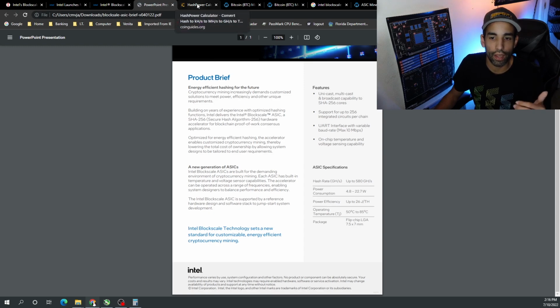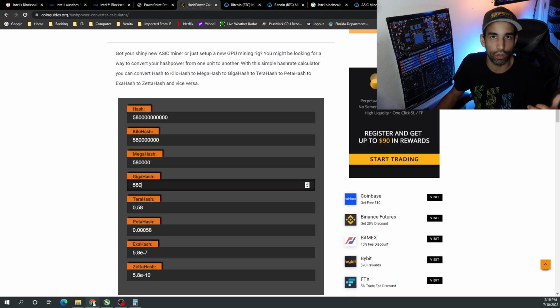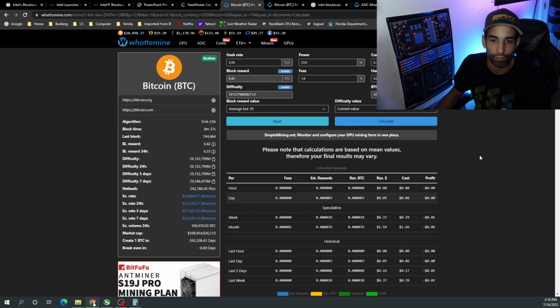If we start looking at the actual comparison, against what competitors like Bitmain offer, this 580 gigahash only equates to 0.58 terahash, right? So let's look at the math on that. Right now, with one chip at 580 gigahash or 0.58 terahash, 23 watts, 10 cents per kilowatt hour, 1% fees depending on the pool, we're basically even, but the cost is 6 cents, and the actual Bitcoin you would mine would get you 5 cents in 24 hours.